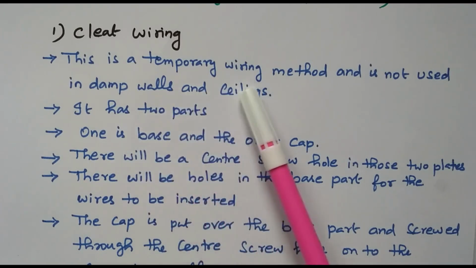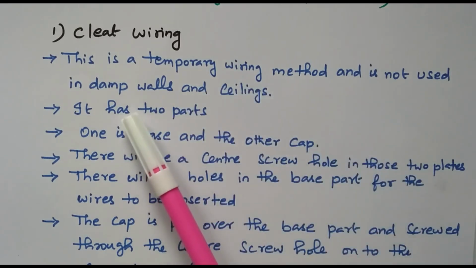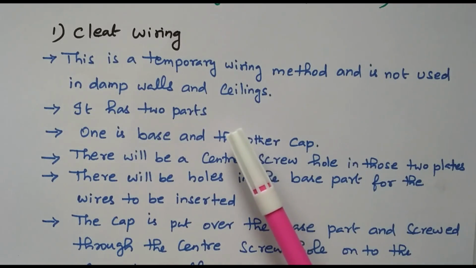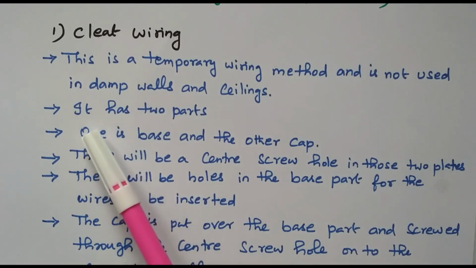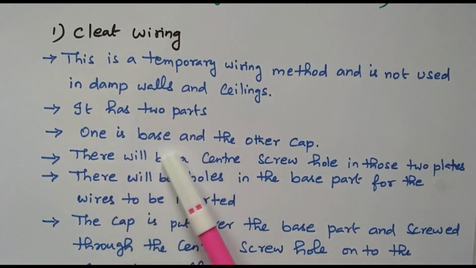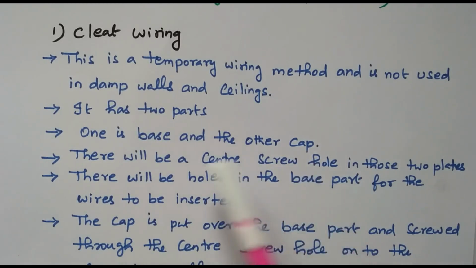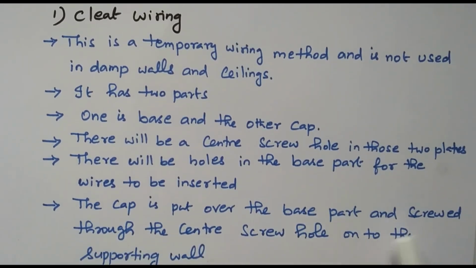It is a temporary wiring method and it is not used for damp walls and ceilings. So if you want to go for any temporary wiring, this type of wiring is used. It has 2 parts: one is the base, another is the cap. In between the base and cap, the wire is inserted. There will be a center screw hole in these 2 plates and there will be a hole in the base part for the wire to be inserted. The cap is put over the base part and screwed through the center screw holes on the supporting wall.